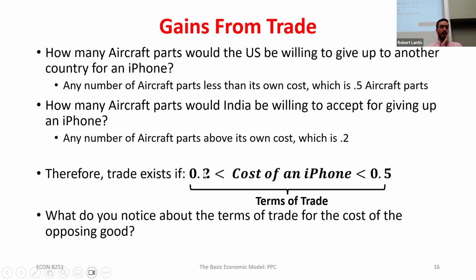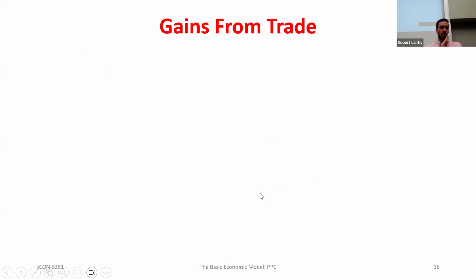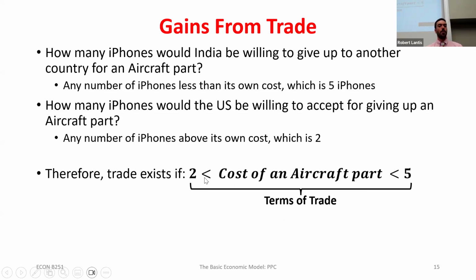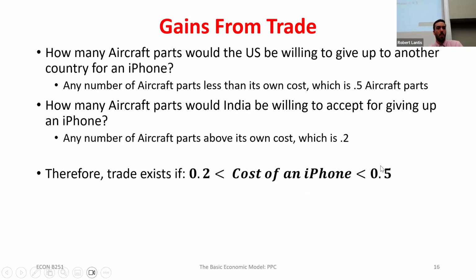Terms of trade for the opposing good is really just the cost of the other good, right? And you really could go back here. So we had 1/5, sorry, we have 2 and 5. If I take the inverse of both of those, so this was the terms of trade for the cost of an aircraft part, how many iPhones had to be given up? If I just take 1 over both of those, it's the same sort of thing that applied when we have a comparative advantage. The terms of trade would just be 1 over both of these. So 1/2 and 1/5, right?